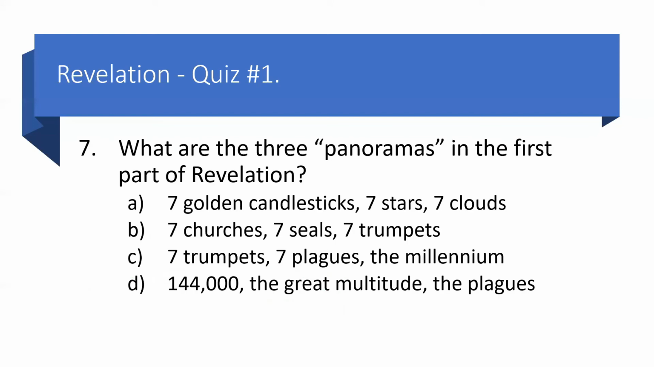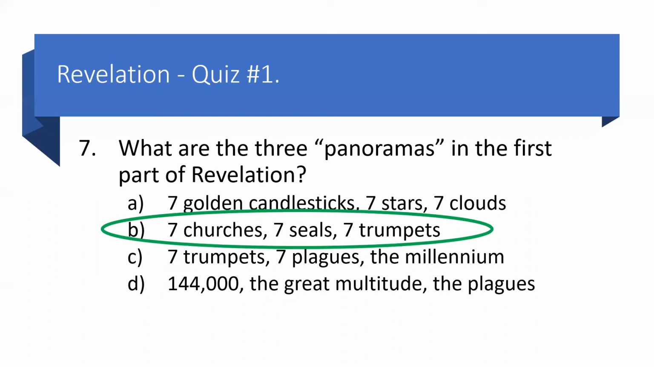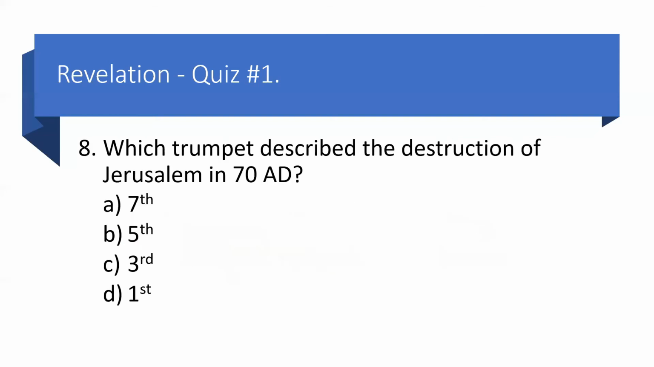What are the 3 panoramas in the first part of Revelation? Well, I hope you remember that we talked about 7 churches, 7 seals, 7 trumpets. 7 churches, 7 seals, 7 trumpets, right? And we just said that the only 2 that had an interlude were the 7 seals and the 7 trumpets.